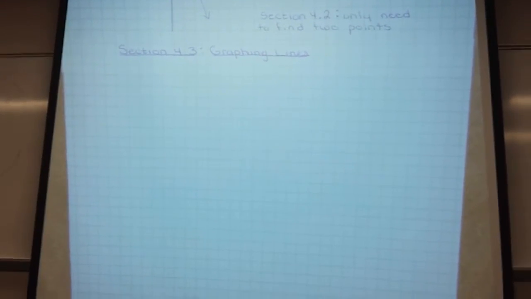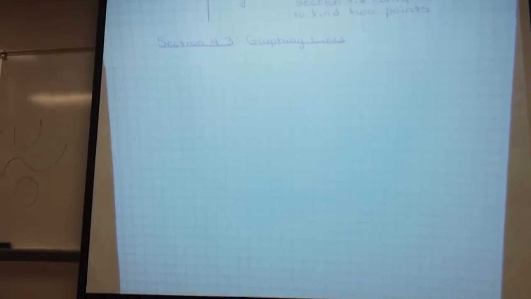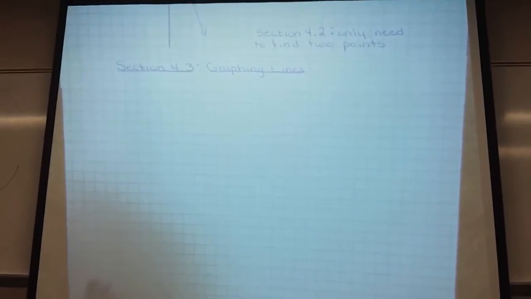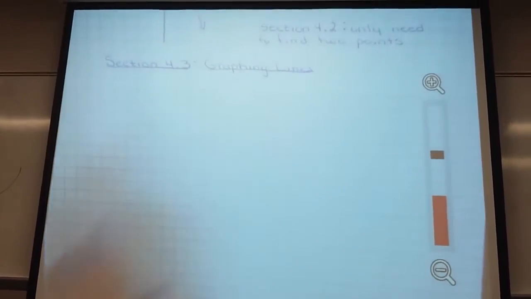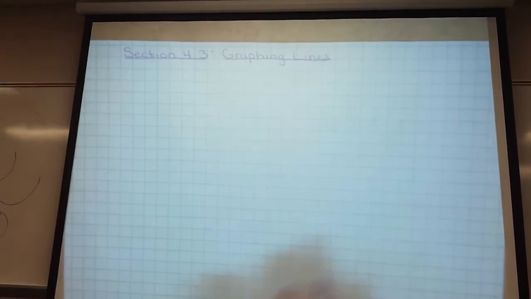2 or 3 or however many points you want, and then just plot them. That was the first way. The second way is finding x, y intercepts. So let me show you what that looks like. I'll give you an equation.